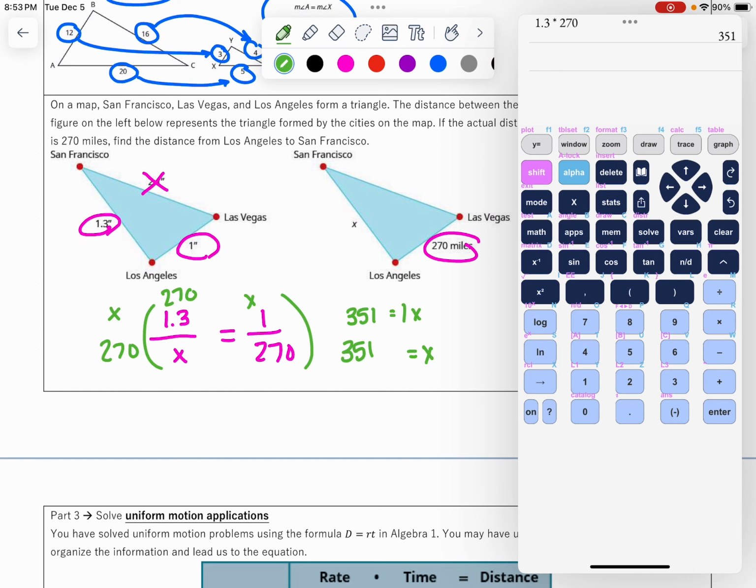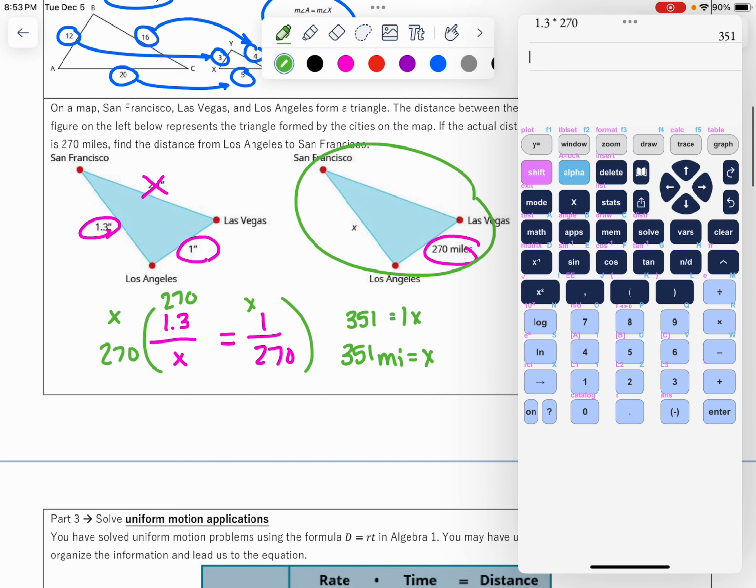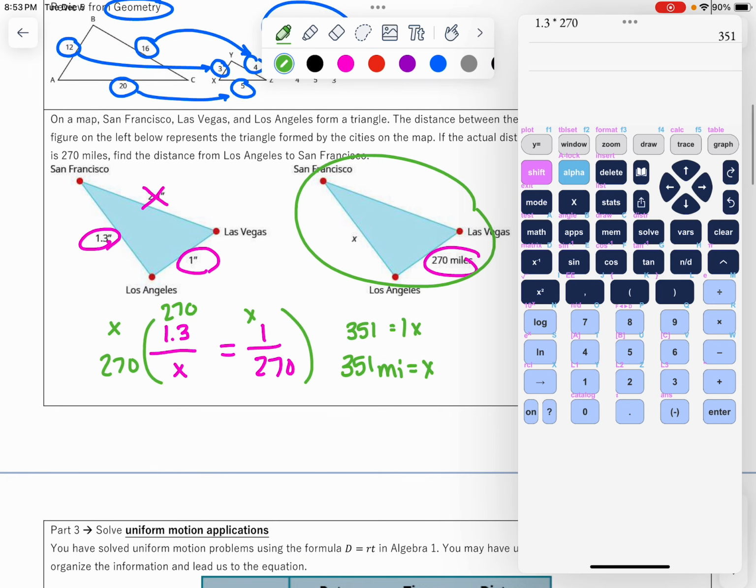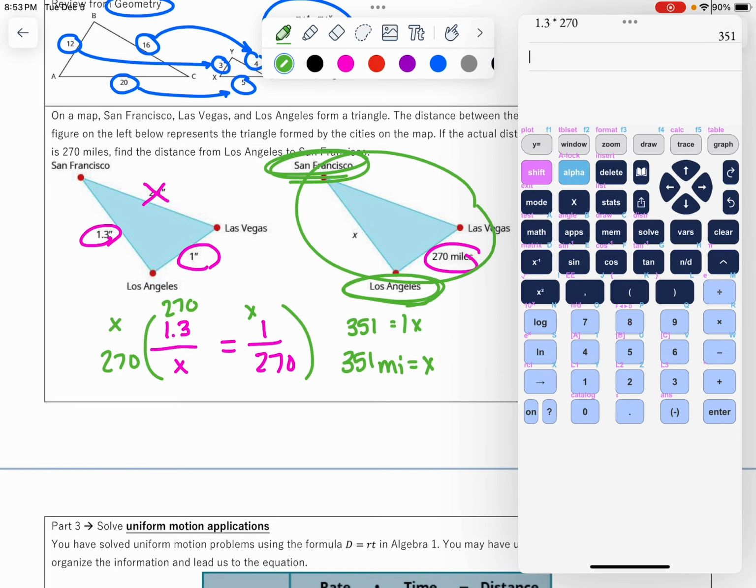What was this map measured in? Miles. Now, as a sentence, I would say that it's 351 miles from San Francisco to Los Angeles, or from Los Angeles to San Francisco.